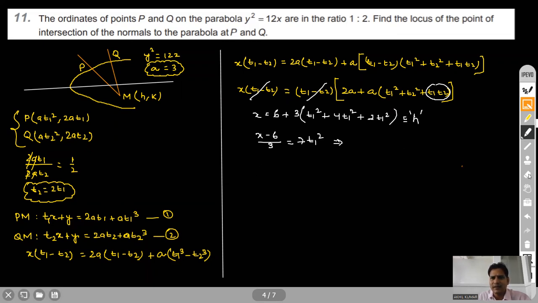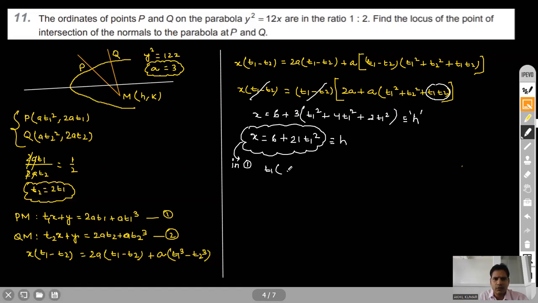So let us simplify this. There is no need to write in this form. I will write this X as 6 plus 7 T1 square, so 21 T1 square. This is the X coordinate, and this is nothing but equal to H. As per our assumption, we have considered the intersection point coordinates as (H, K). Now I will put this value of X in equation one.